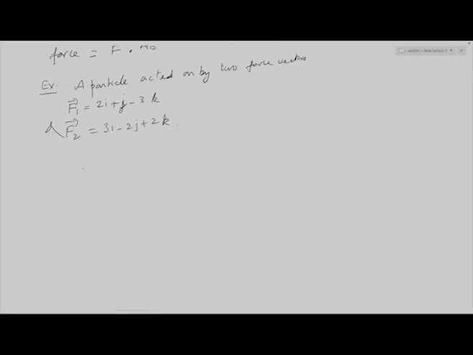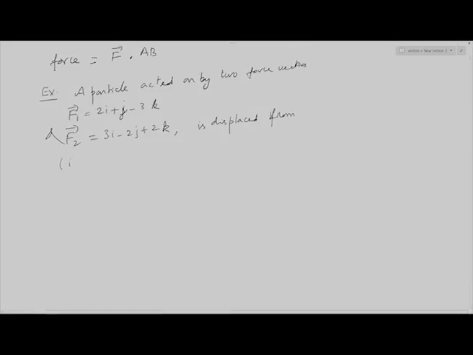Then the particle is displaced from one point to another point. From, let us say, the point with position vector i plus 3j minus k, to the point 4i minus j plus 2k. Find the work done by the forces.